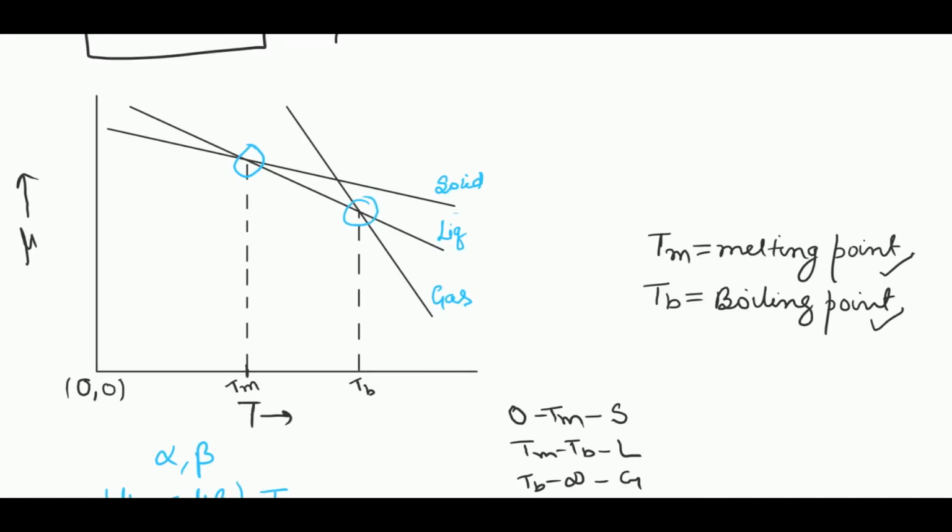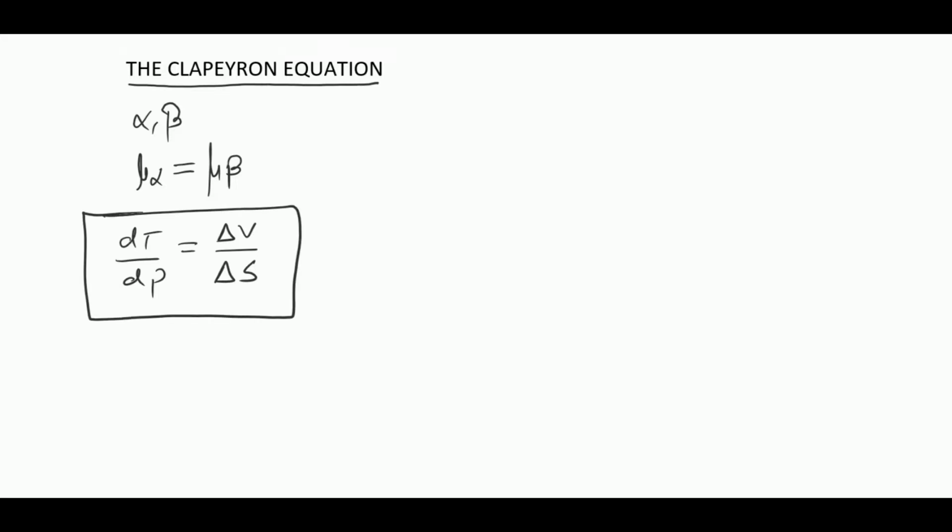Now we will study about the Clapeyron equation, which deals with the condition when the two phases alpha and beta are in equilibrium. We all know that when alpha and beta are in equilibrium, the chemical potential of the two phases are equal. The Clapeyron equation states that dT by dP is equal to del volume by del entropy. This is the condition for equilibrium and is also known as the Clapeyron equation.